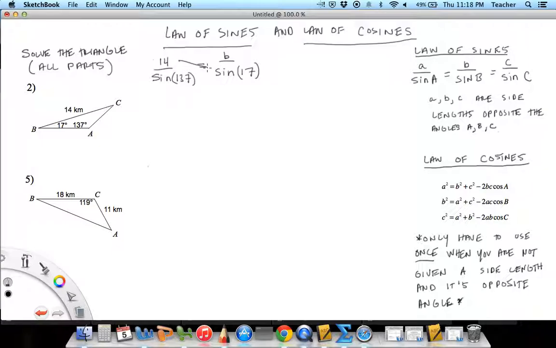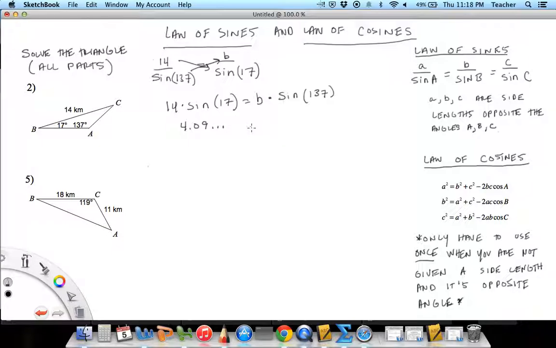Now we're going to multiply across, essentially making the two fractions equal to each other. So we have 14 times sine 17 equaling B times sine 137. So we get 14 times sine 17, which you should get something like 4.093203. With that number, we're going to divide by sine 137. Let me just give a quick reference to make sure you're typing it in correctly.